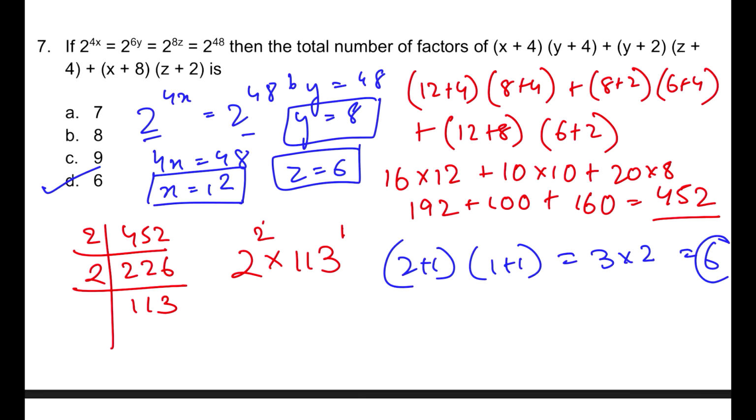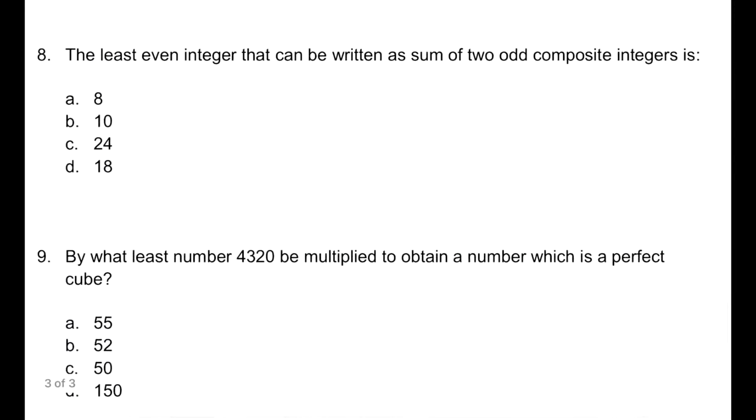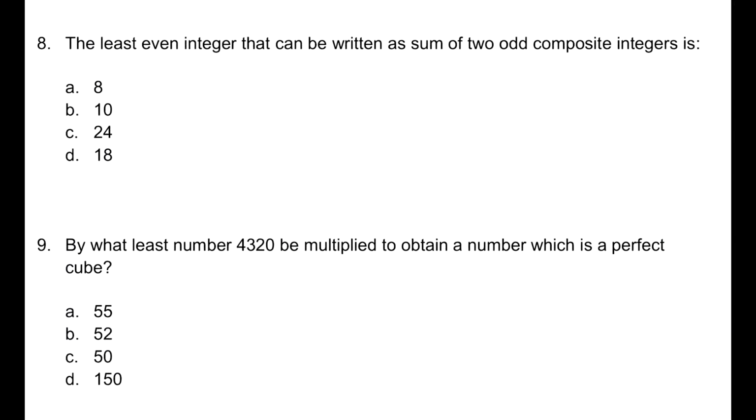So first find the number, do its prime factorization, and then you would get the final answer. Let's move to the 8th question, guys. Here is the 8th question. Pause and check it on your own and then restart it. The least even integer that can be written as a sum of two odd composite numbers is. I have seen multiple people making mistakes in this. So I'll tell you what the mistake is.